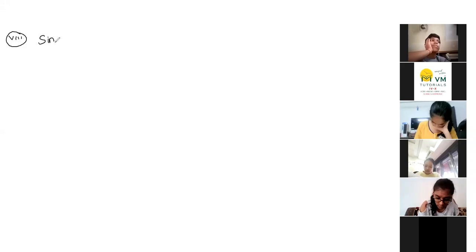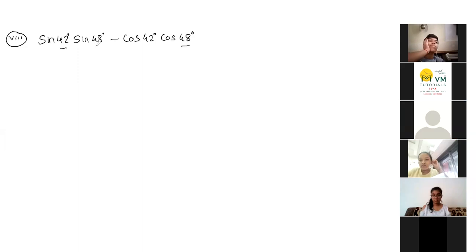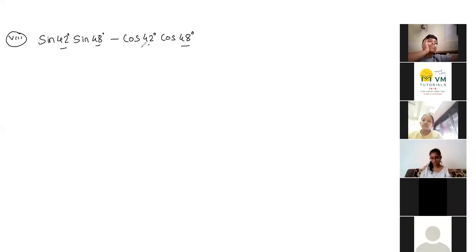sin 42 degree sin 48 degree minus cos 42 degree cos 48 degree. See students, we know that sin and cos are complementary. If you observe, 42 and 48 are complementary, 48 and 42 are complementary. So we change any one side, either both sin or both cos, then the positive and negative will cancel.